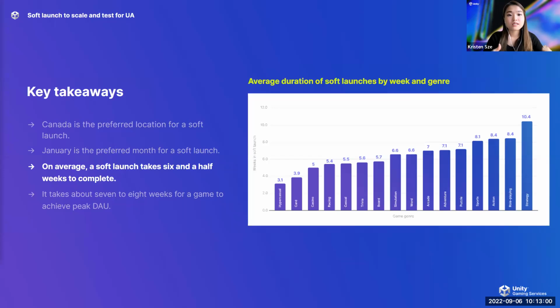In order to collect sufficient indicators for whether a game is going to sink or swim, as you can imagine, soft launch period should take at least a couple of weeks. In our analysis, end of soft launch was detected by the game's official release date on Google Play Store or Apple App Store. It ranges anywhere from 3 weeks to roughly 10 weeks across genres. On average, it takes 6.5 weeks to complete a soft launch.